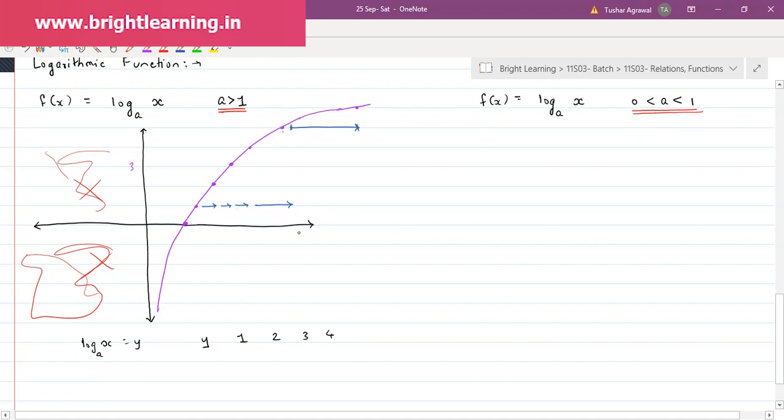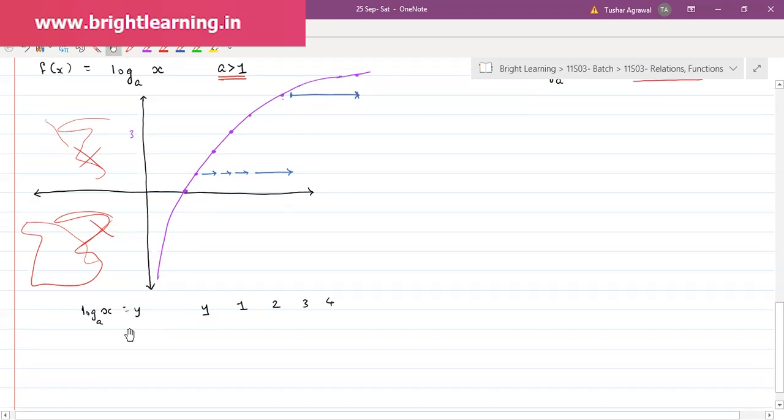So why is this happening? Because log x to the base a means y equal to 1, 2, 3, 4. Let's consider a equal to 10. Log x to the base 10 is equal to y. If y is equal to 1, x equal to 10; y equal to 2, x equal to 100; y equal to 3, x equal to 1000; y equal to 4, x is equal to 10,000. So if the jump in y is constant, the corresponding jumps in x are very high. So it goes on increasing, and the graph goes on flattening.